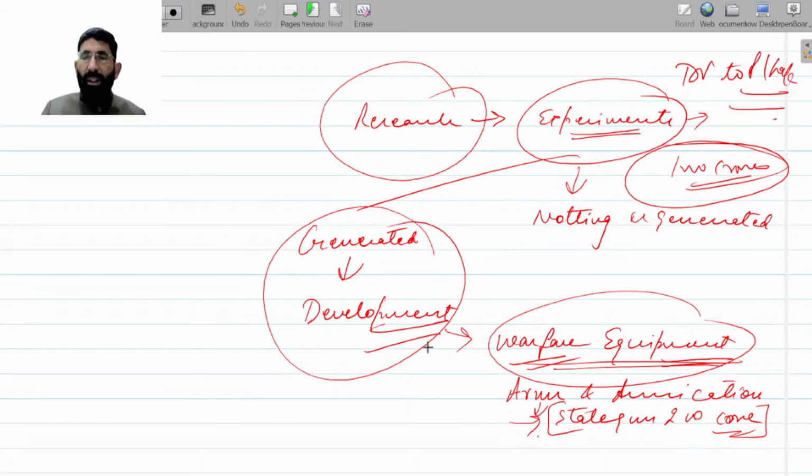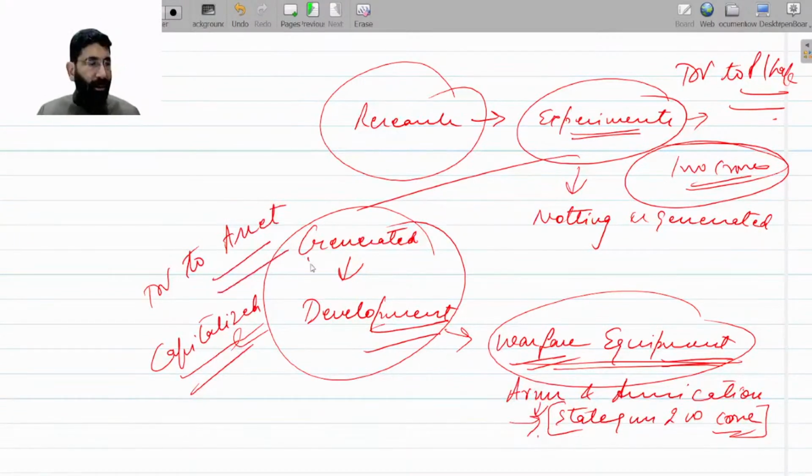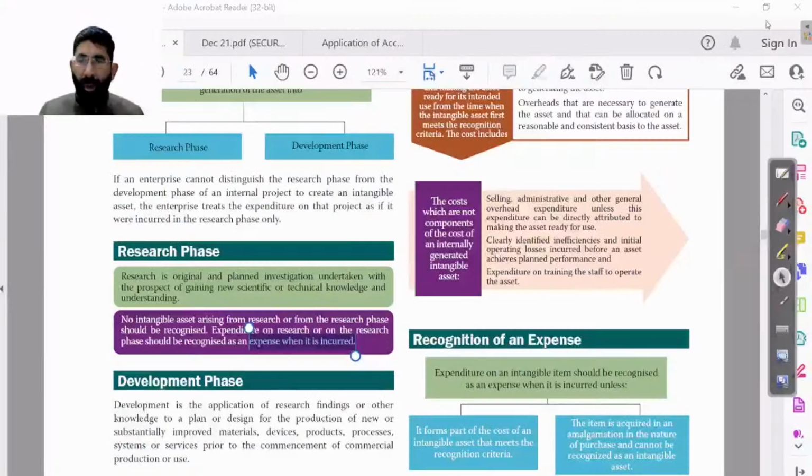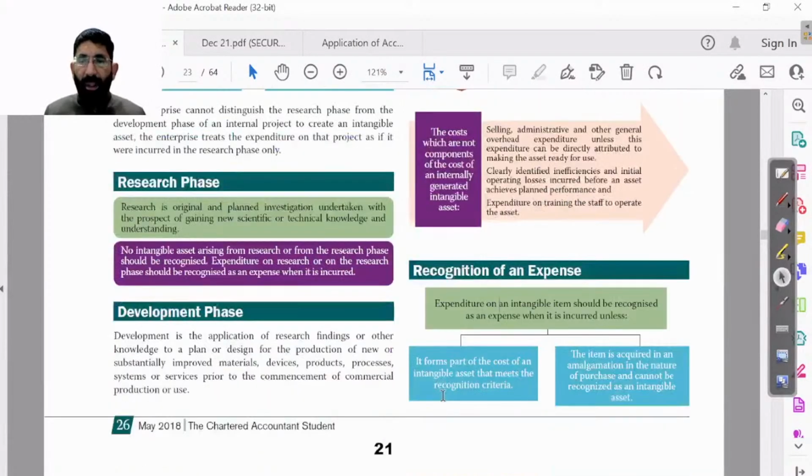But whatever expenses are incurred in the development stage will be capitalized by the name of that asset. That will be debited to the asset account, intangible asset account, whatever asset is generated. Development is the application of research findings or other knowledge to plan or design the production. So development is what we have discussed. This is prior to the commencement of commercial production. Means we have developed the technique properly.